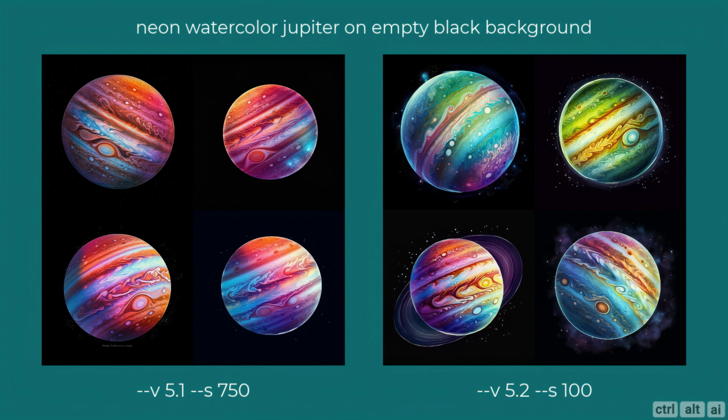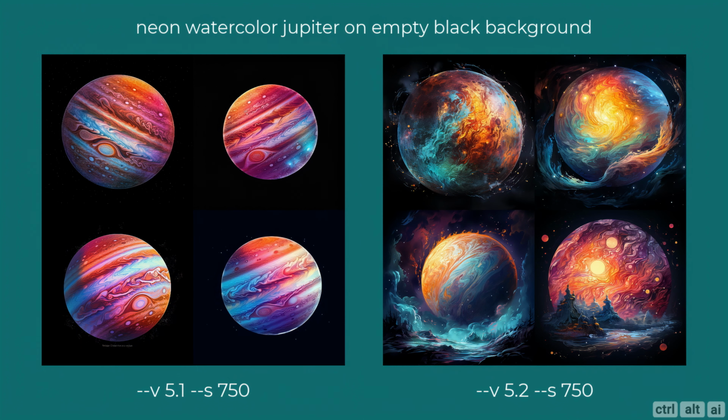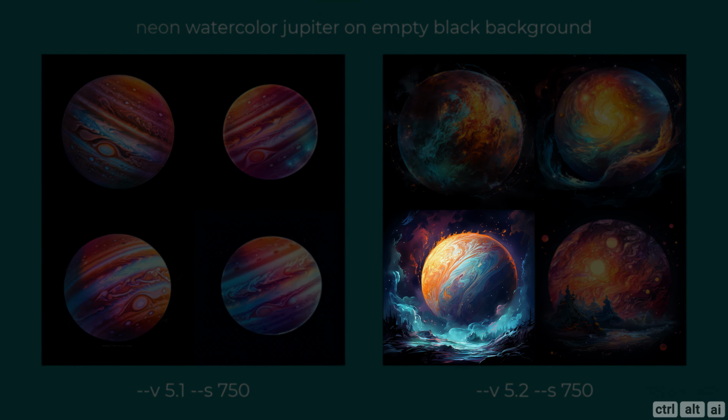Stylize 1000 is a bit too much, in my opinion, but it depends on the image and what you want. I want a planet to look like Jupiter, but in a neon watercolor style. So I am sticking with Stylize 100 for this prompt. Let me revert to the more artistic look of the planet and show you the other features added in version 5.2. So let's go back to Stylize 750. Let's select the third image here for reference.